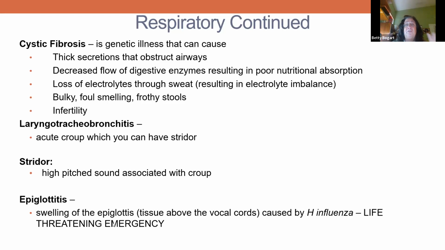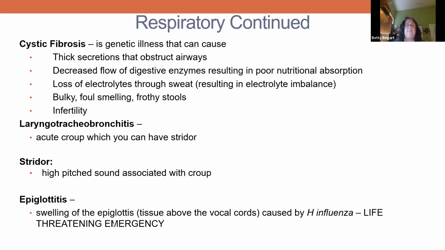And the stools are nasty. They're bulky, frothy, and the stink is amazing, like terrible. And they are infertile. Women can have children, but it's highly high risk. But men, because their vas deferens has mucus in there, the sperm can't get to the woman. So that's what causes infertility. 2 years after a bilateral lung transplant, 1 year after, they can get a woman pregnant. So there is a possibility for men, just to let you know.